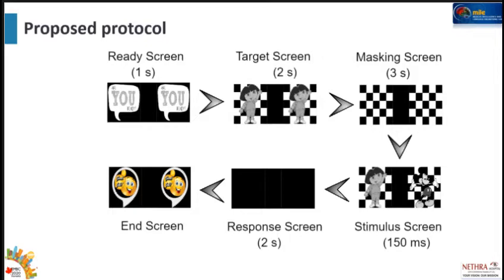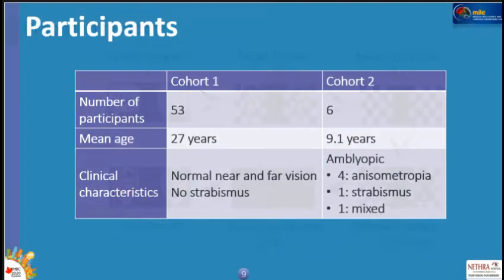The software for stimulus presentation is programmed such that, out of the 60 trials, the cartoon character presented in the target screen will be the same as one of the characters presented in the stimulus screen. This protocol was tested on 2 cohorts of participants. Let's see the details of the participants.